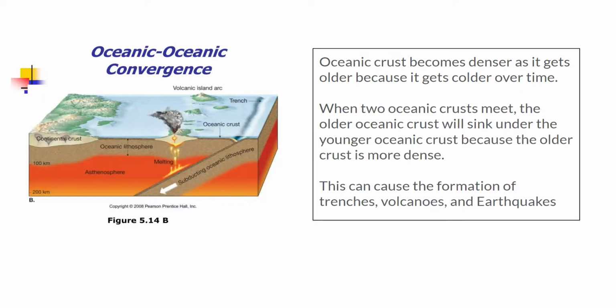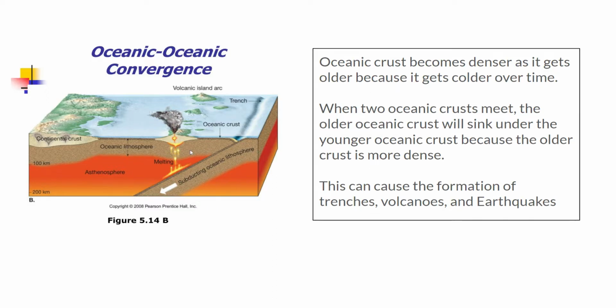And what happens if two oceanic plates converge or collide? Well, the thing about oceanic crusts is that as an oceanic crust becomes older, it actually becomes more dense because it gets colder over time. We'll talk about why it gets colder over time in the future, but older oceanic crust is actually more dense.